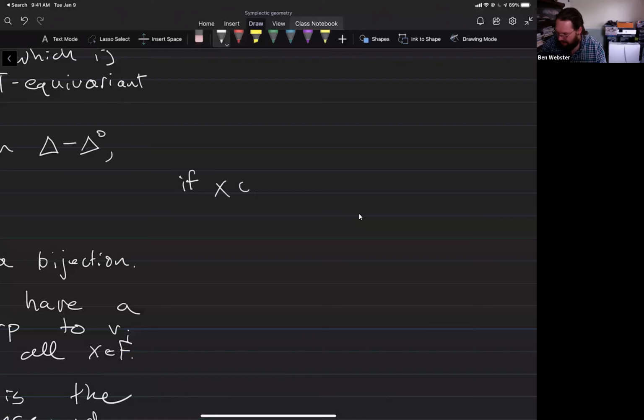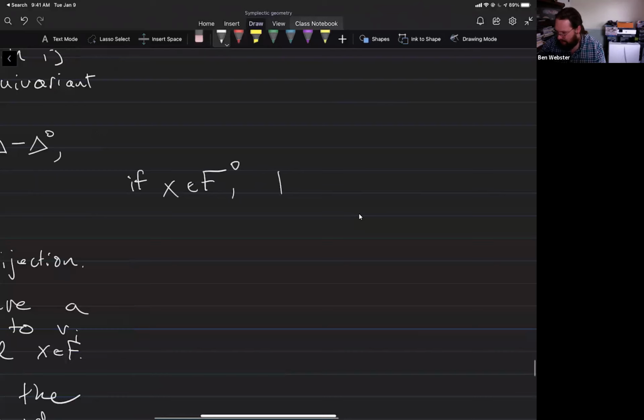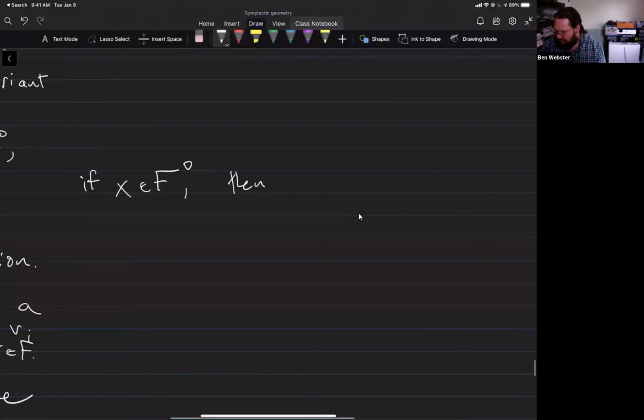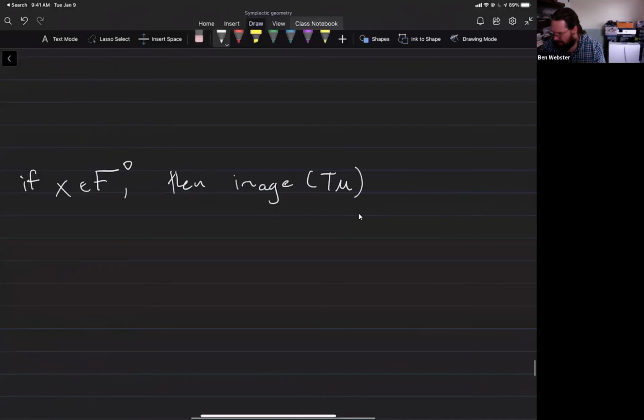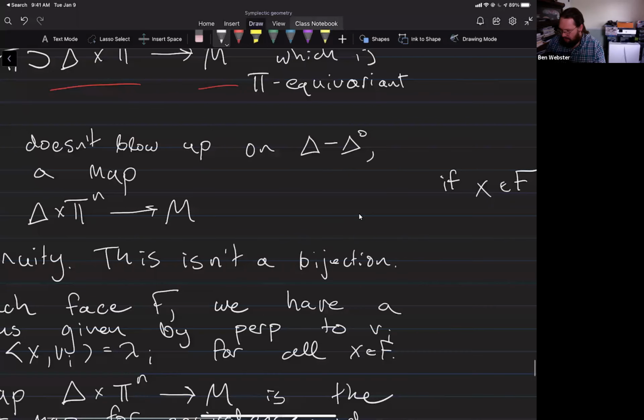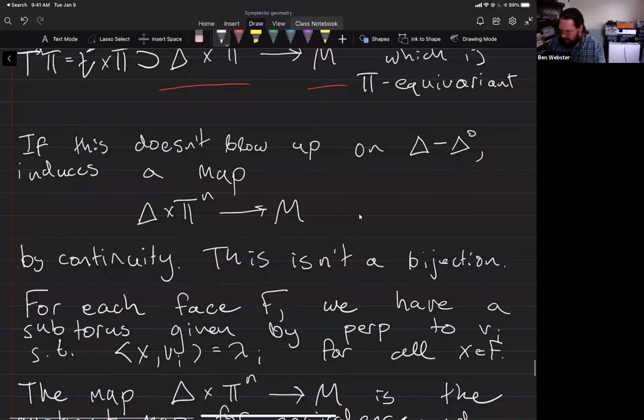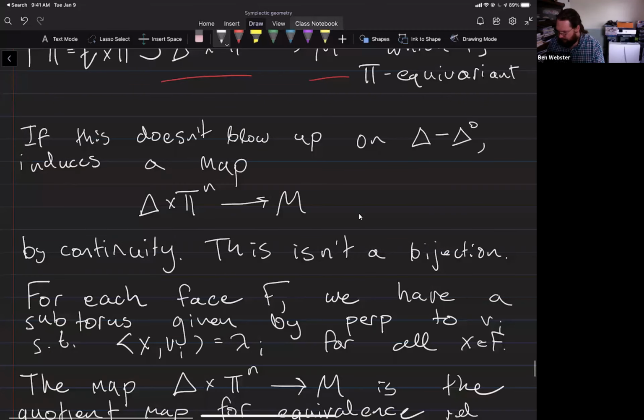So let me just state this. If x is in the interior of some face F, then the image of the derivative of the moment map is equal to the tangent space to this face. So the stabilizer of this point is going to be non-trivial.